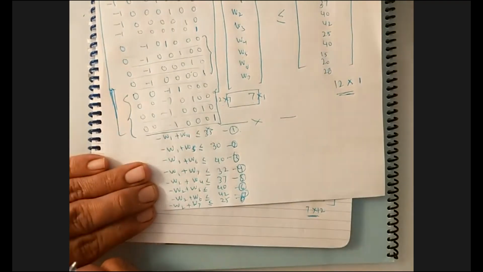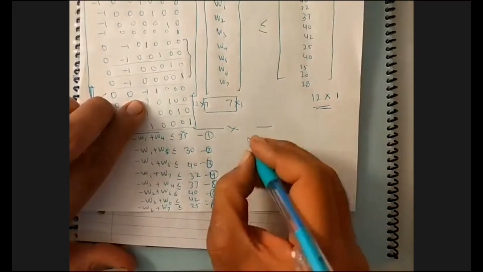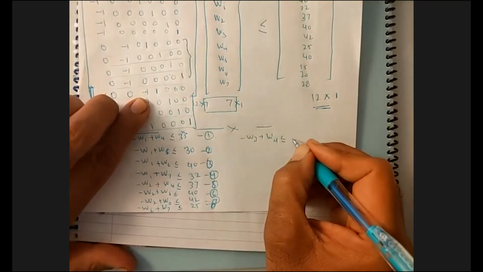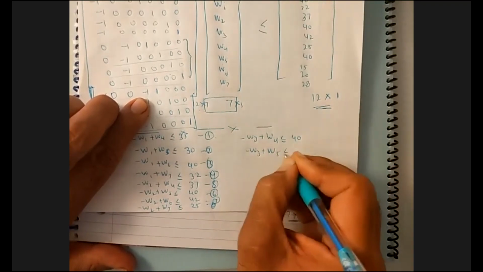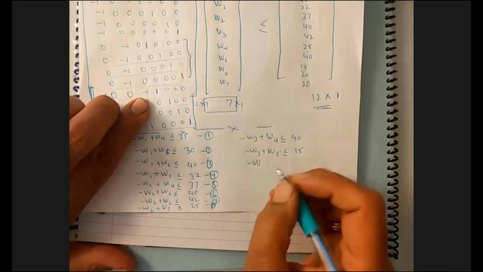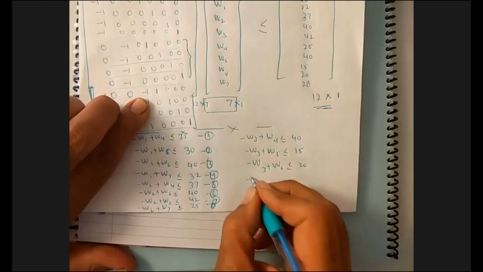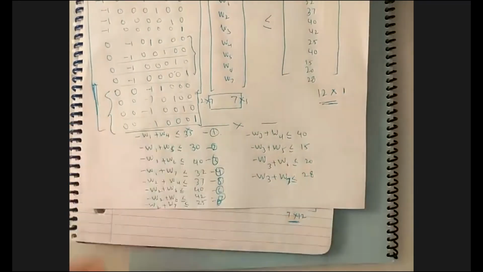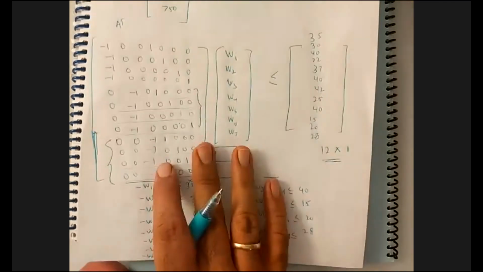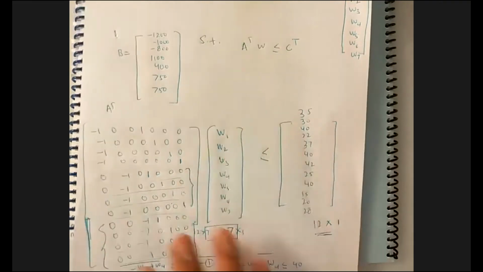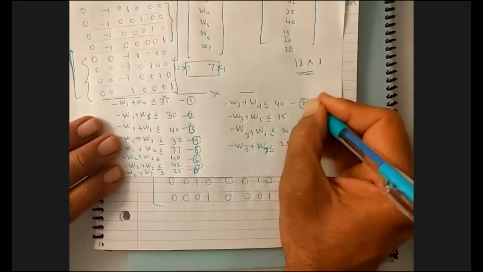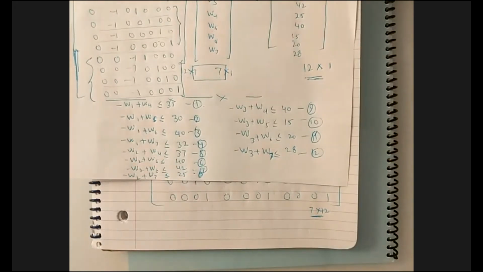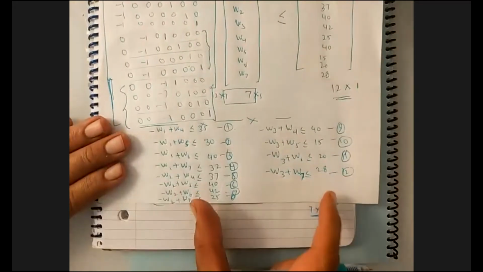You all see this? Okay, so I got 8 equations, and then the last set is essentially minus W3 plus W4 less than or equal to 40, minus W3 plus W5 less than or equal to 15, minus W3 plus W6 less than or equal to 20, minus W3 plus W7 less than or equal to 28. Okay, so you got these values here, numbers 9, 10, 11, and 12. So now you got all of these 12 constraint equations.